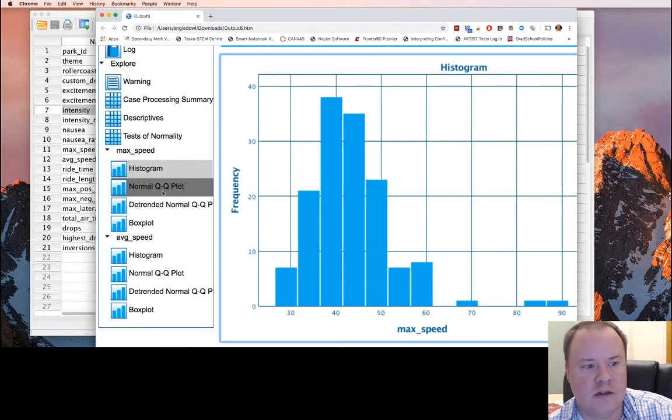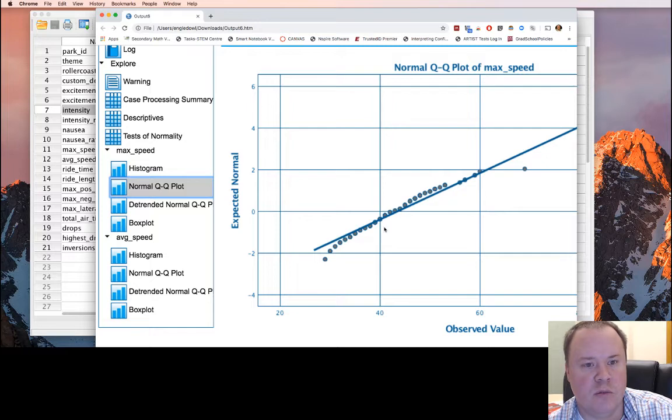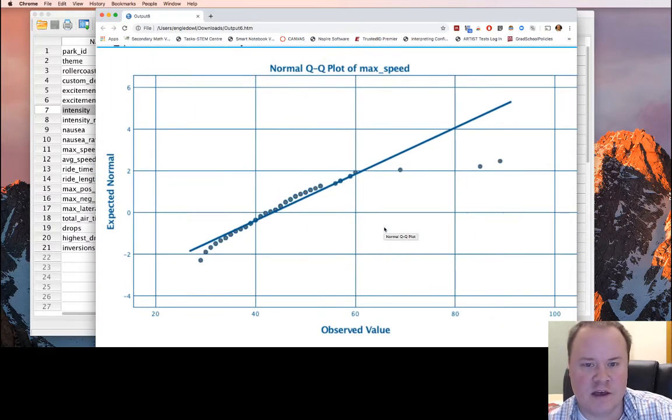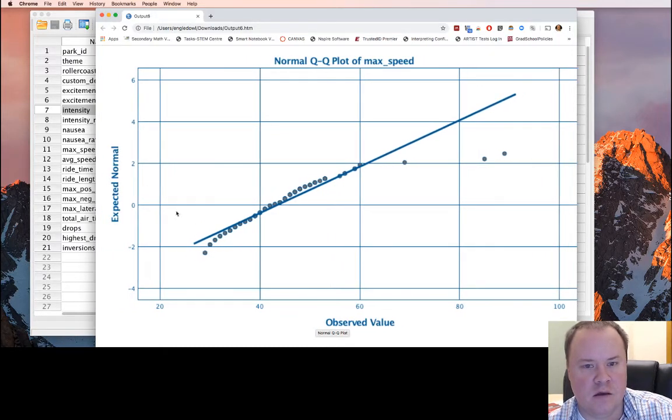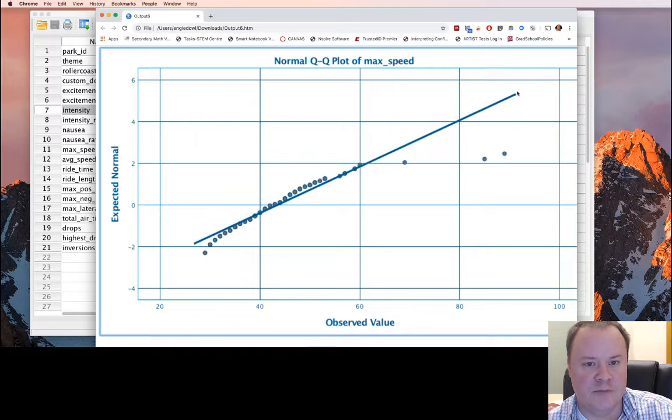And the other thing that is helpful to look at is the normal QQ plot. What this does is it maps the observed value, which in this case is max speed, onto what would be expected if it was actually a normally distributed data set. Now, this is assuming perfect normality. Every dot would be exactly on this line that you see here.